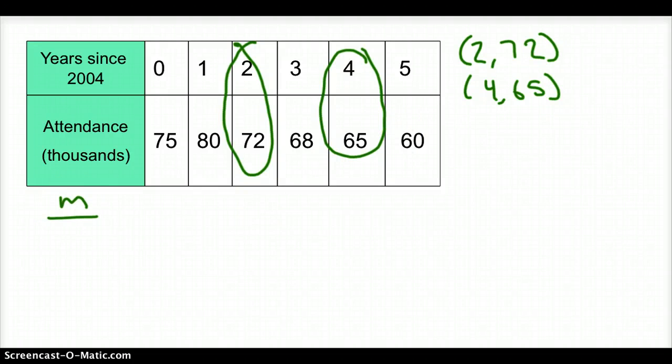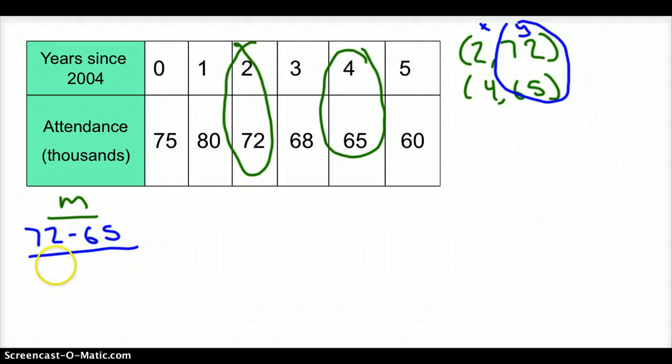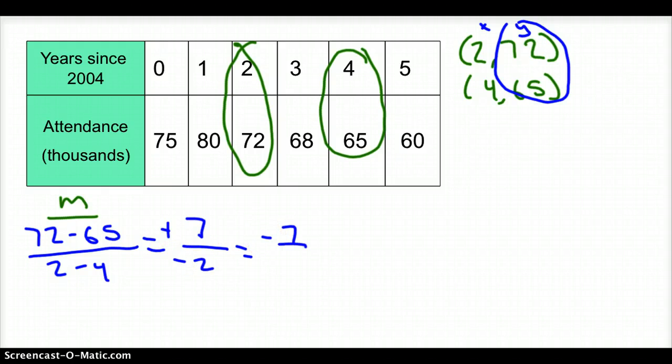Our m, how do we do that? We have to take y minus y over x minus x. So what are my x's and y's? Here's my y column. So I have 72 minus 65 over 2 minus 4. We simplify the top to get 7, positive 7, but it will be over a negative 2, which simplifies to negative 7 halves. So we found our slope.